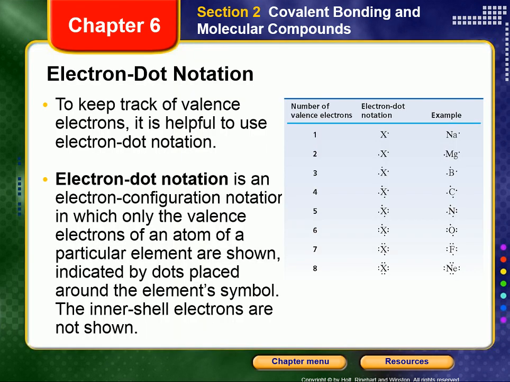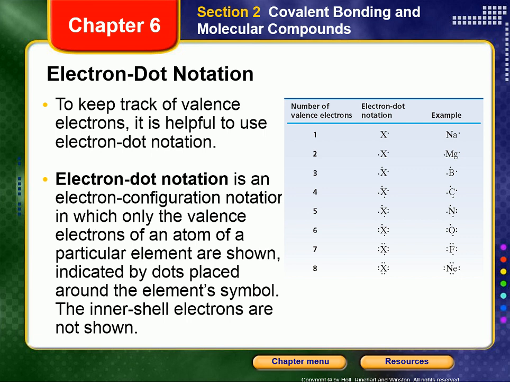Chapter 6, Section 2, Electron dot notation. Covalent bond formation usually involves only the electrons in an atom's outermost energy levels, or the atom's valence electrons. To keep track of these electrons, it is helpful to use electron dot notation. Electron dot notation is an electron configuration notation in which only the valence electrons of an atom of a particular element are shown, indicated by dots placed around the element's symbol. The inner shell electrons are not shown.